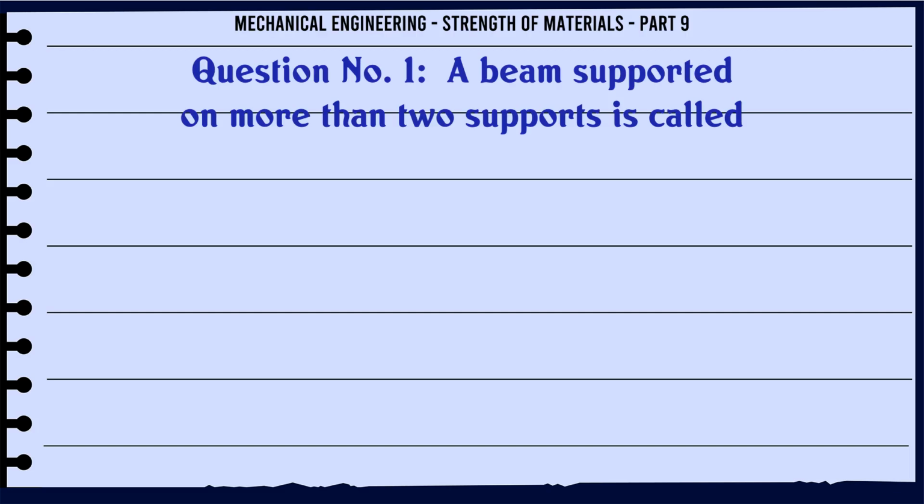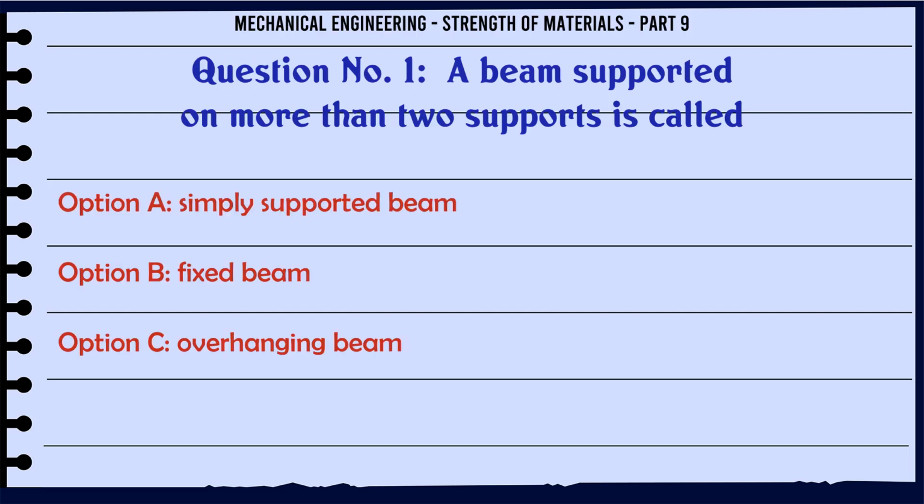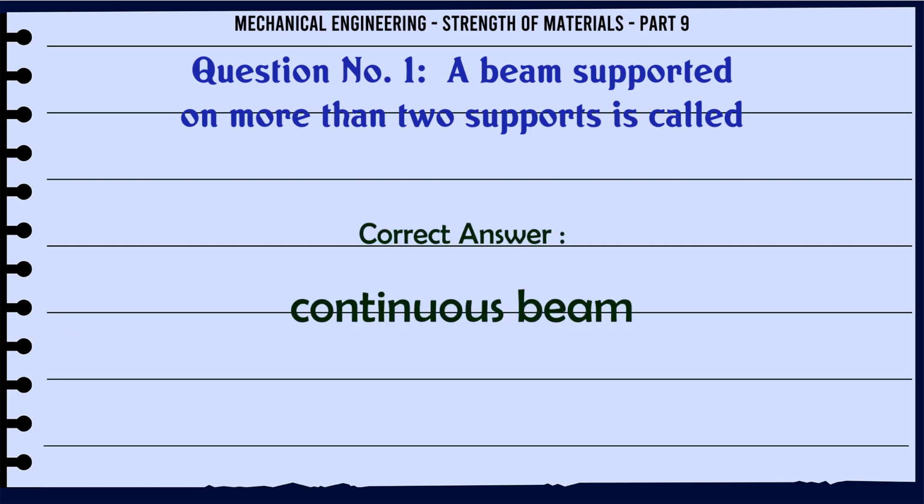A beam supported on more than two supports is called: A. Simply supported beam, B. Fixed beam, C. Overhanging beam, D. Continuous beam. The correct answer is continuous beam.